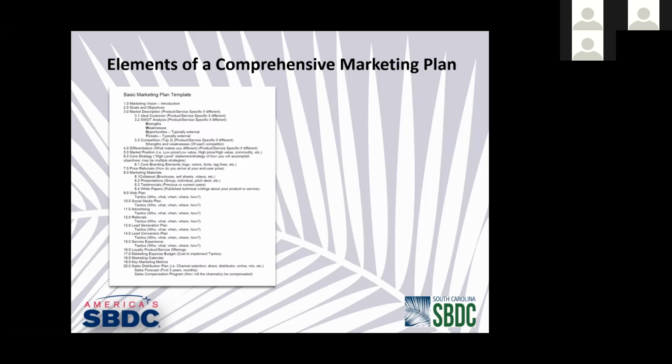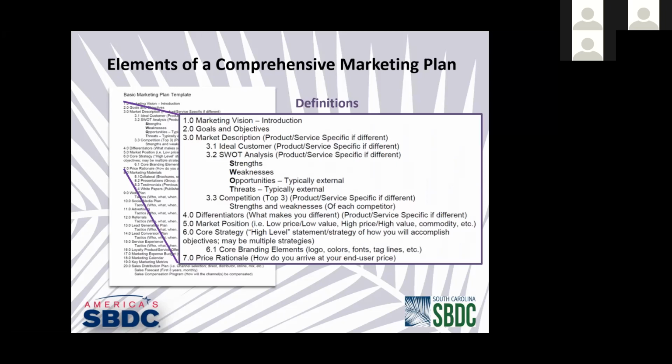So what are the elements of a comprehensive marketing plan? Well, the first part of it, as I said before, what's your vision? Okay, what do you want your company to be? Or what do you want your business to be? What are your goals and objectives?